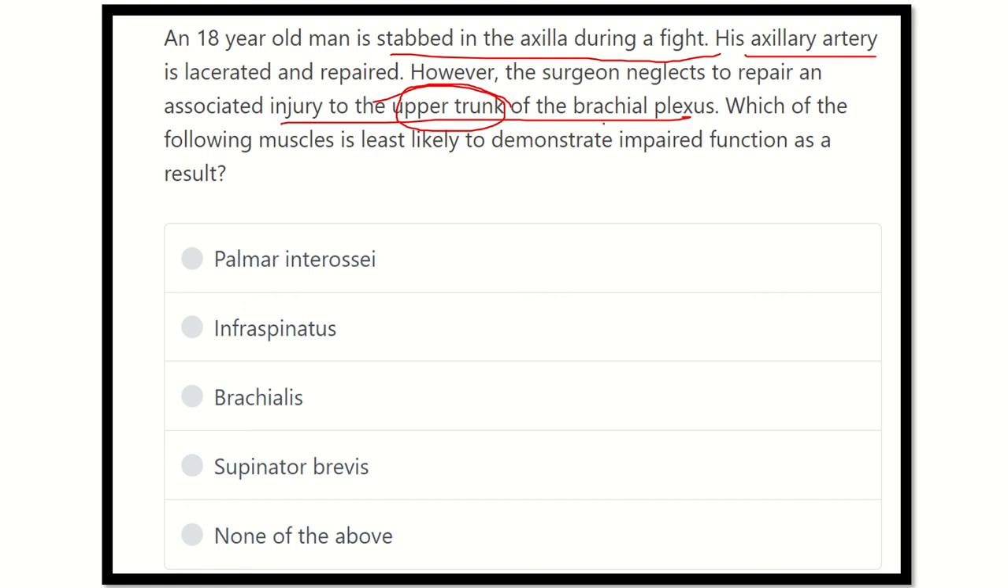So the upper trunk we know is formed by cervical 5 and cervical 6. So cervical 5 and cervical 6 are injured. Which of the following muscles is least likely to demonstrate impaired function as a result? That means which muscle will work normally though there is injury to the cervical 5 and cervical 6 spinal nerves. The options are palmar interossei, infraspinatus, brachialis, supinator brevis, and none of the above.